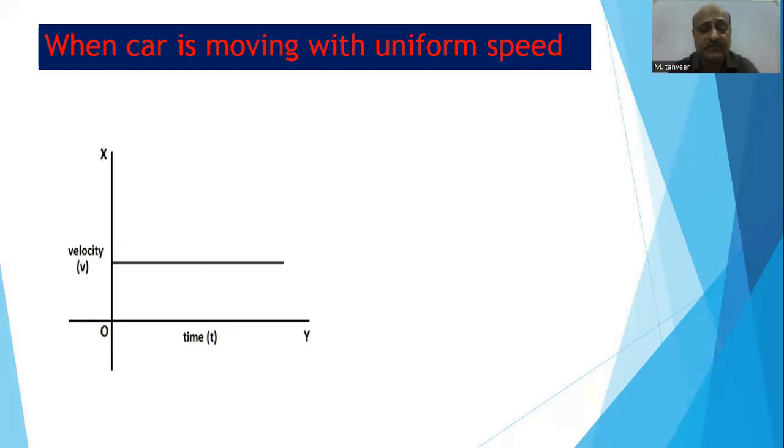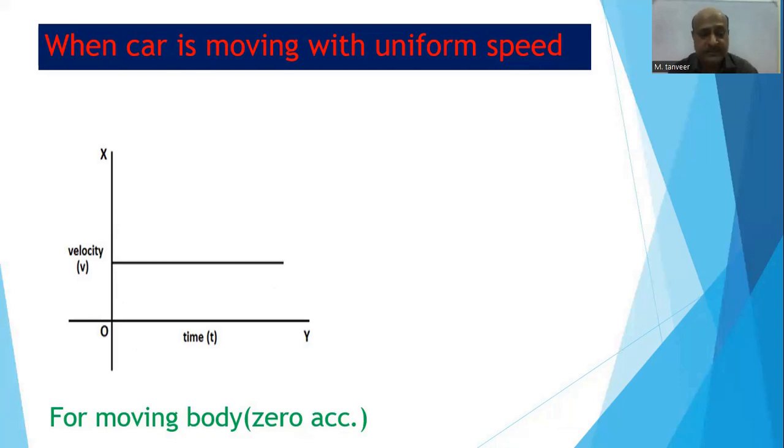This is the speed time graph. So the shape of speed time graph will be this. That line will be parallel to x-axis. For a moving body, its acceleration will be 0, since speed is not changing. And acceleration is the change in speed. Change in velocity is called acceleration.